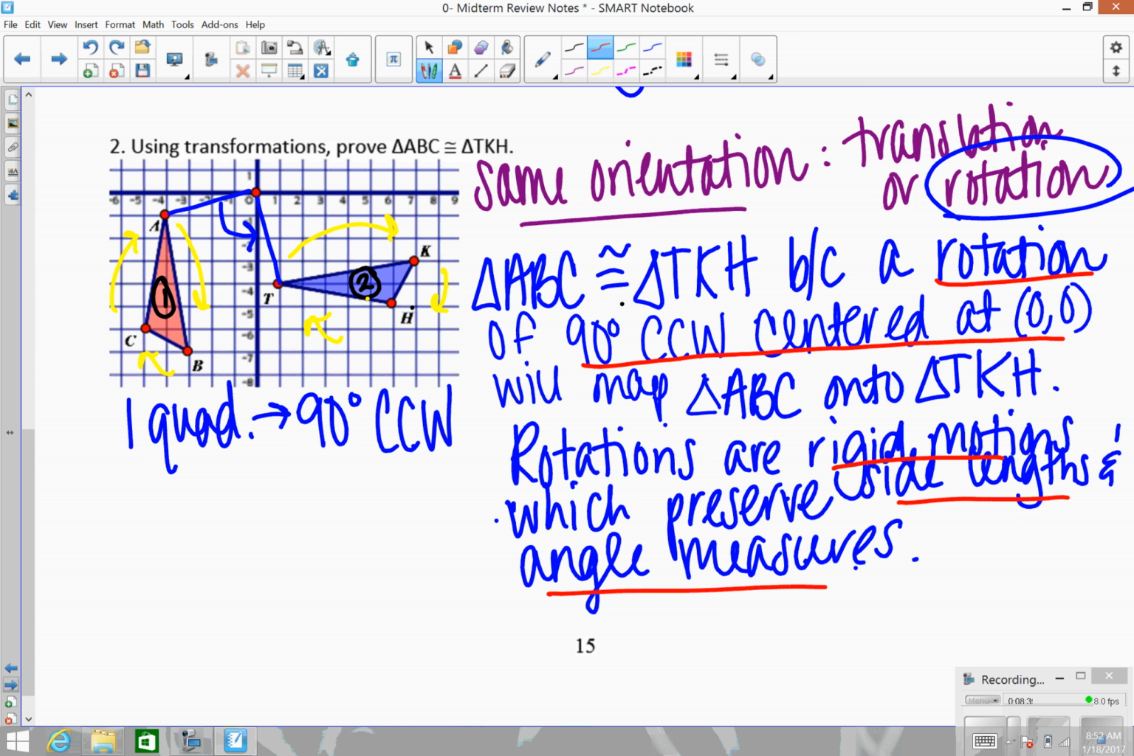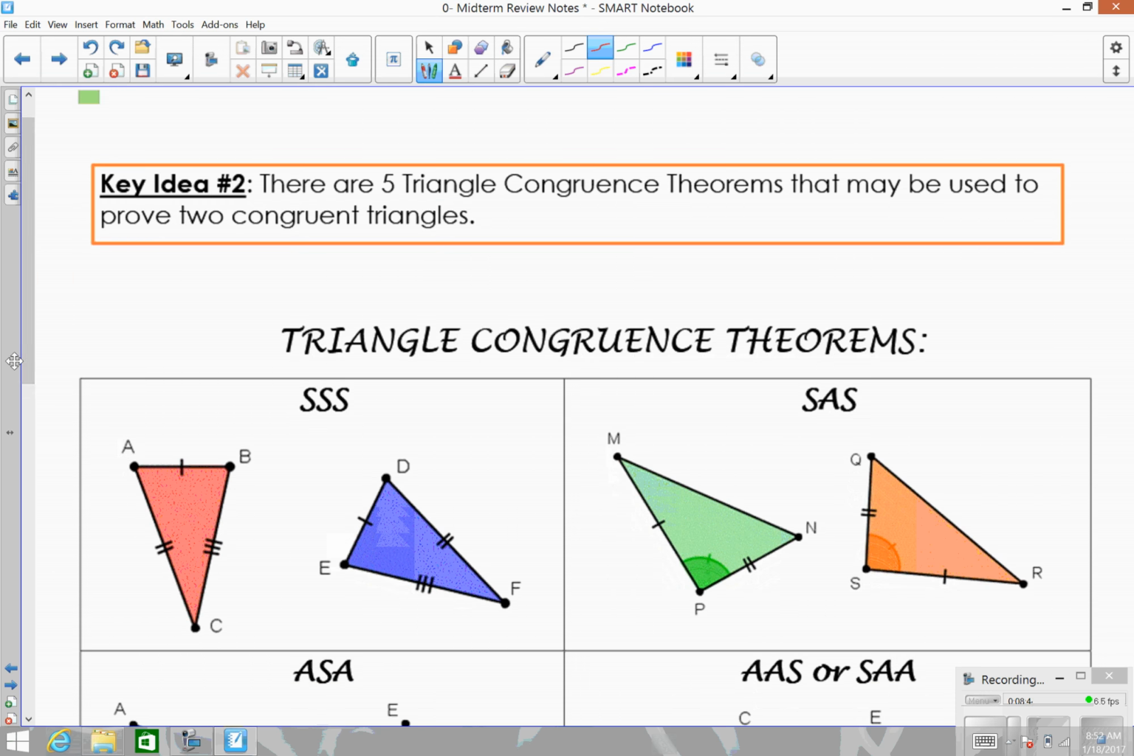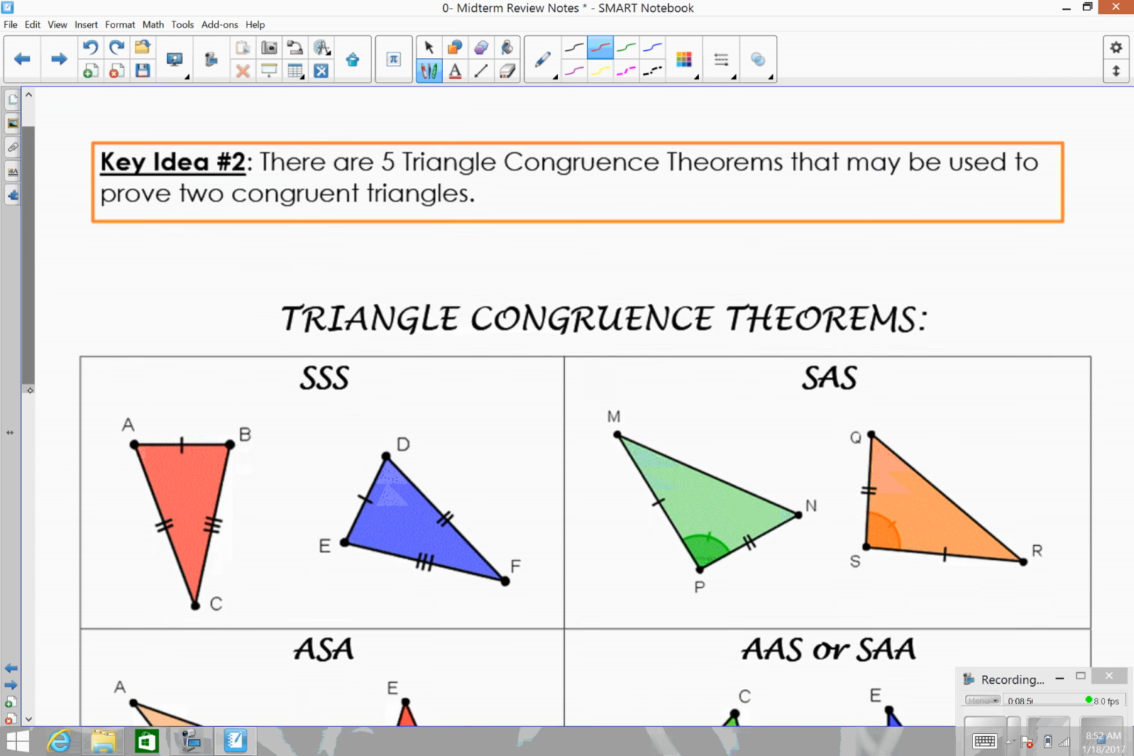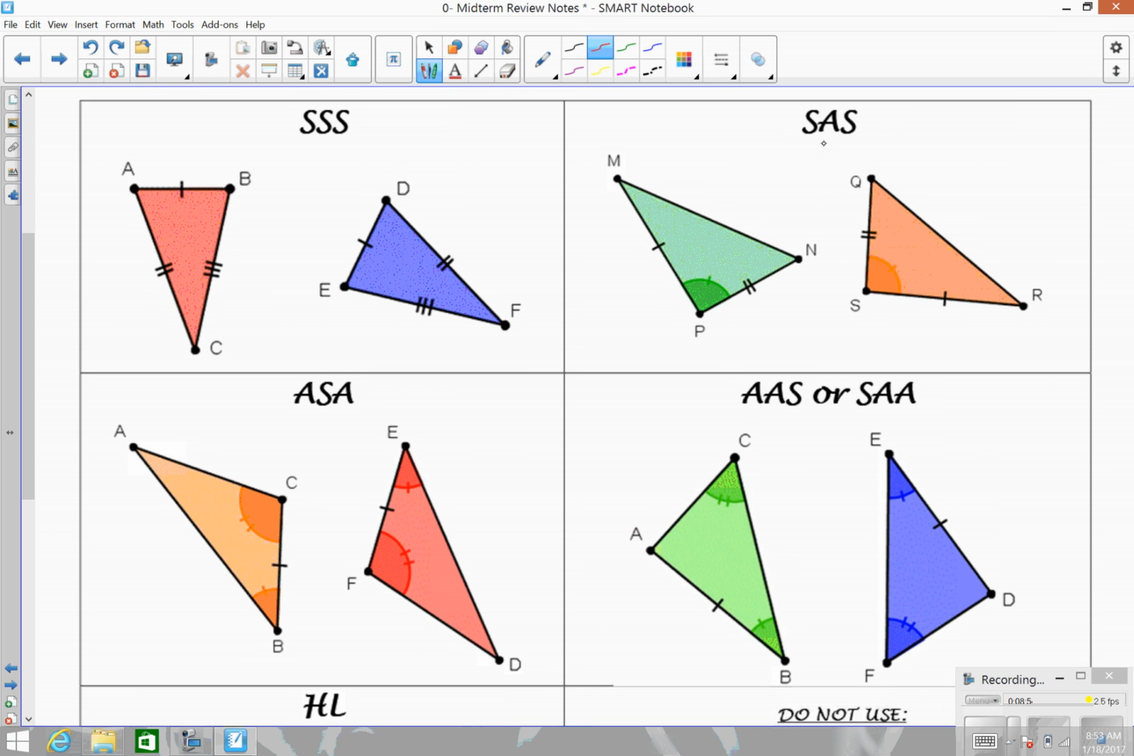The next idea that we talked about in this unit was using your 5 congruence theorems. So these are called Euclidean proofs. This is where you do your 2 column statements and reasons. So just a refresher, you have 5 theorems that work: side, side, side, side, angle, side. Make sure the angle's between the 2 sides, so it's the included angle. Angle, side, angle, the side that's congruent touches the 2 congruent angles. Then we have angle, angle, side, or you could flip the order of that.